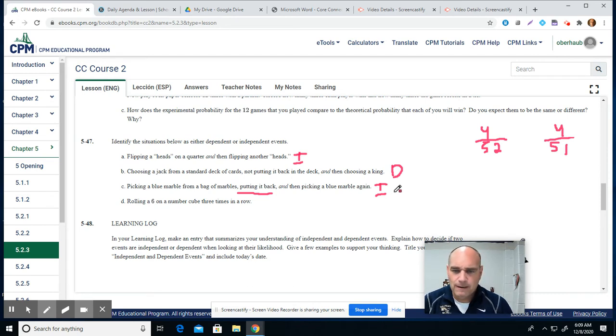D, rolling a 6 on a number cube 3 times in a row. Well, if I roll a 6, I have a 1 in 6 chance of rolling a 6. Then it says 3 times in a row. Well, the next time I roll it, I still have a 1 in 6 chance. And the next time I roll it, I still have a 1 in 6 chance. So I'm going to say that this also is independent because it does not affect what happens on each roll. Every roll, I have a 1 in 6 chance of rolling my 6.